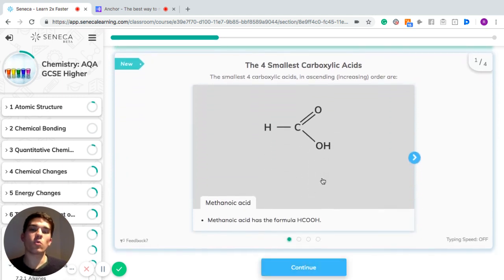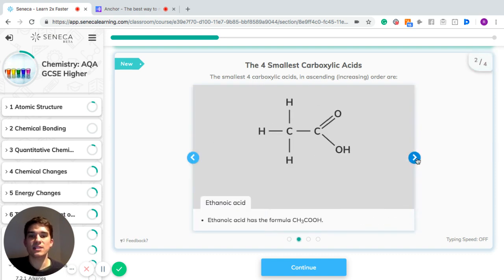So, 4 of the smallest carboxylic acids that you can have, in increasing order of size. The smallest is methanoic acid, and that's just got the formula HCOOH, so just one carbon in that. The next biggest is ethanoic acid, and the formula for that is CH3COOH, so there are 2 carbon atoms in that carboxylic acid.